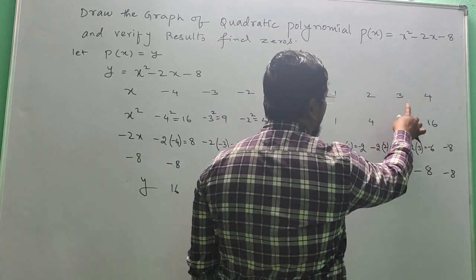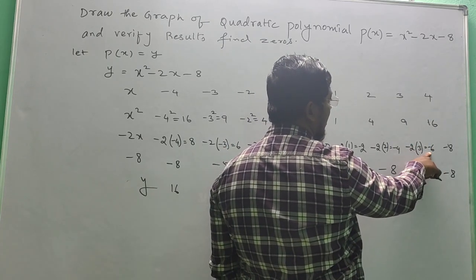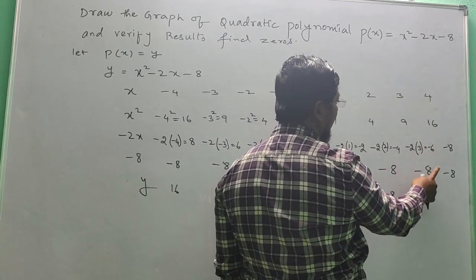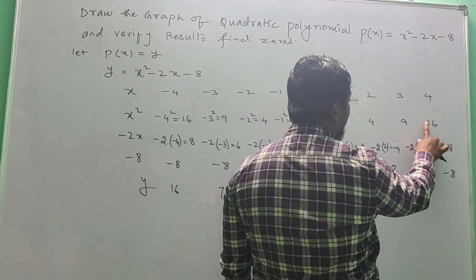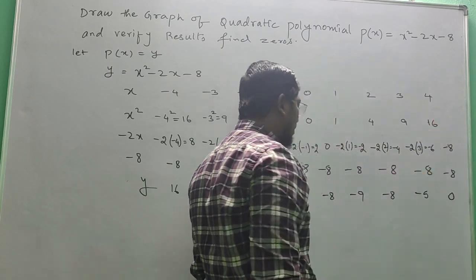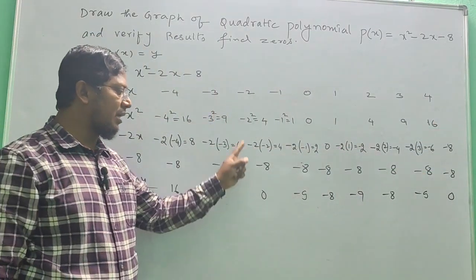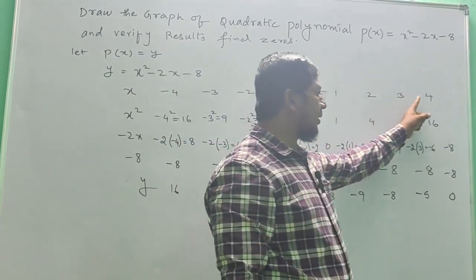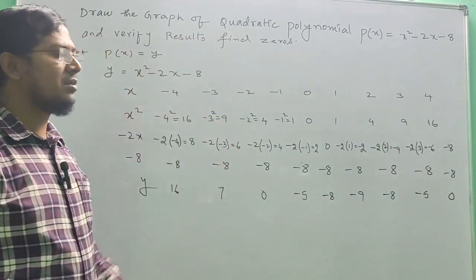What is the next value? Here 9 minus 6 is 3, and 3 minus 8 is minus 5. 16 minus 8 is 8, and 8 minus 8 is 0. So students, clearly we have two zeros. One zero is minus 2, another zero is 4.